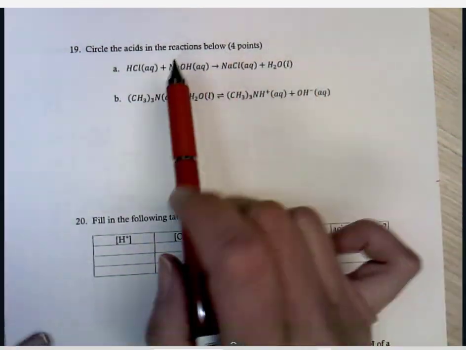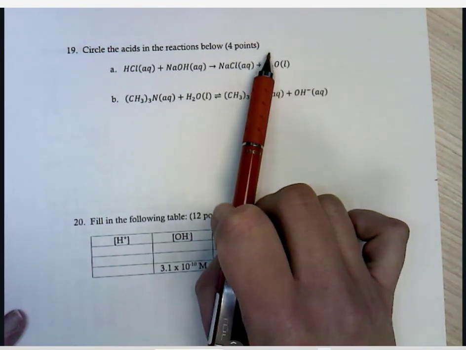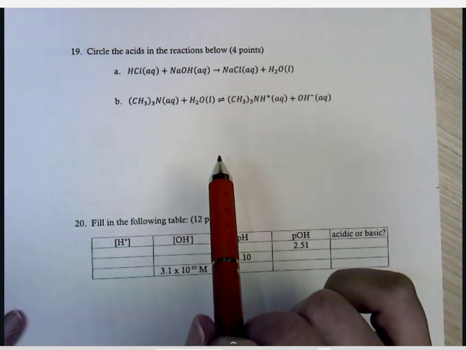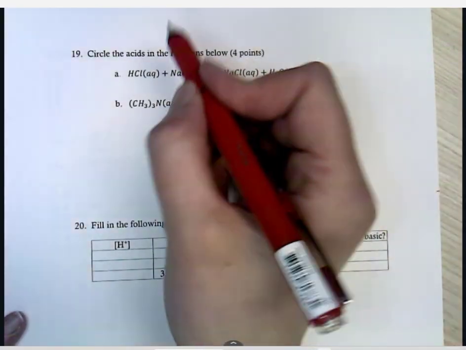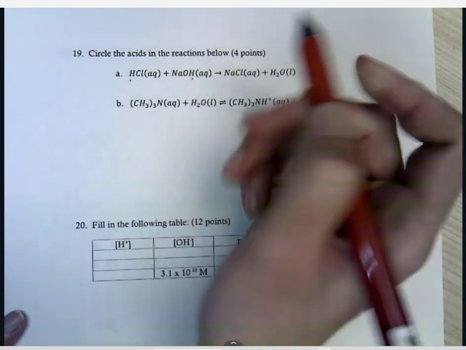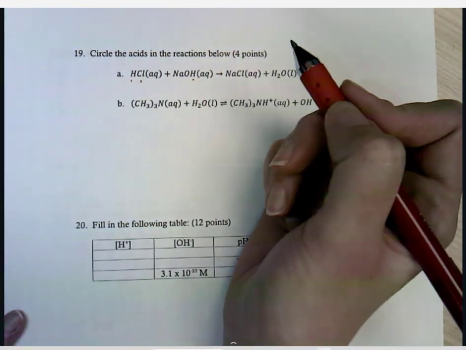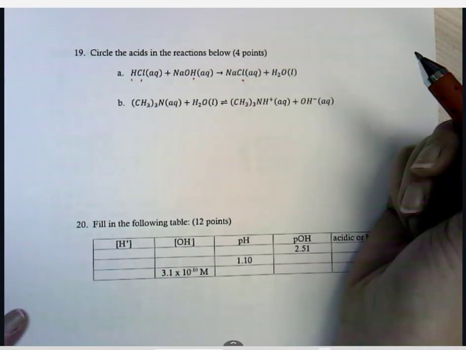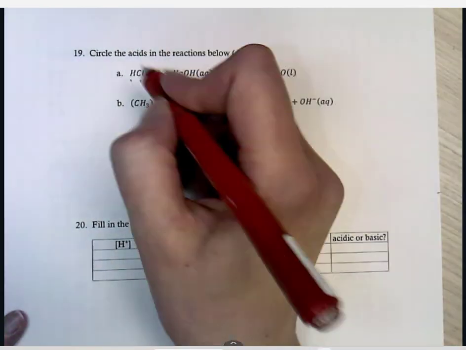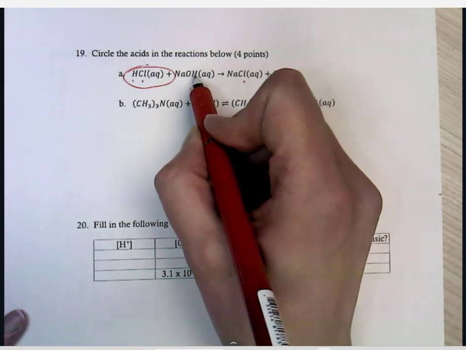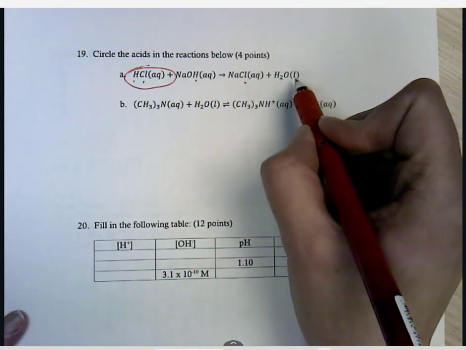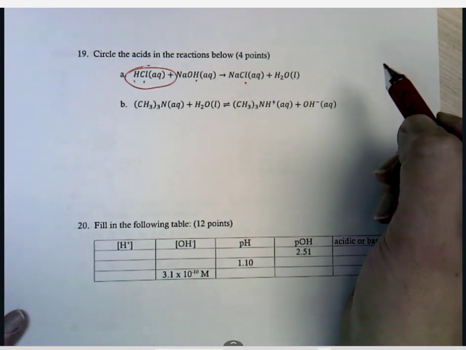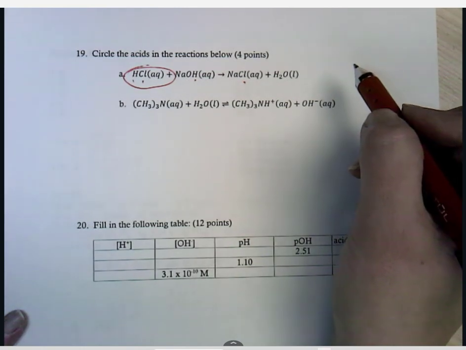All right, circle the acids in the reaction below. Remember, an acid is the thing that's going to lose a hydrogen. I can look at hydrogens and see what it's attached to. Right here, one hydrogen is attached to one chlorine. Here, the chlorine does not have any hydrogen anymore, so that sounds like an acid. Here, the oxygen is attached to one hydrogen. Here, the oxygen is attached to two, so it gained hydrogen, so that would be a base.